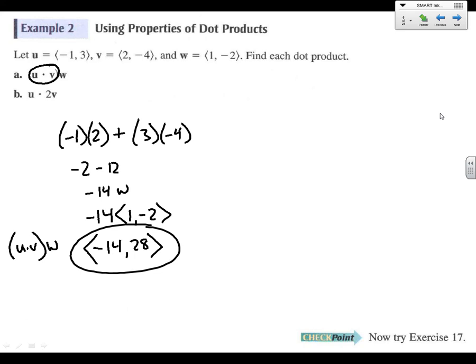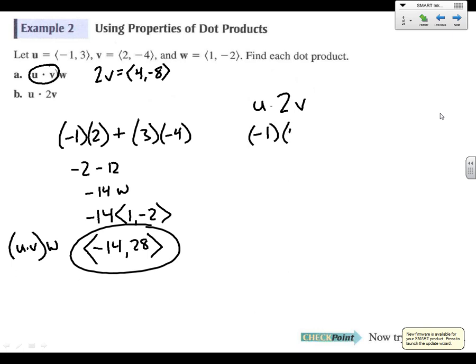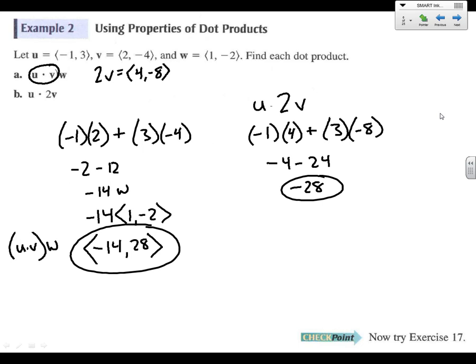All right, what about the dot product of u times 2v? Really quickly, 2v is going to be 4, negative 8. So the dot product of u and 2v is going to be negative 1 from the u, 4 from the v, plus 3 from the u, and negative 8 from the 2v. Negative 4 minus 24, negative 28 is our dot product.